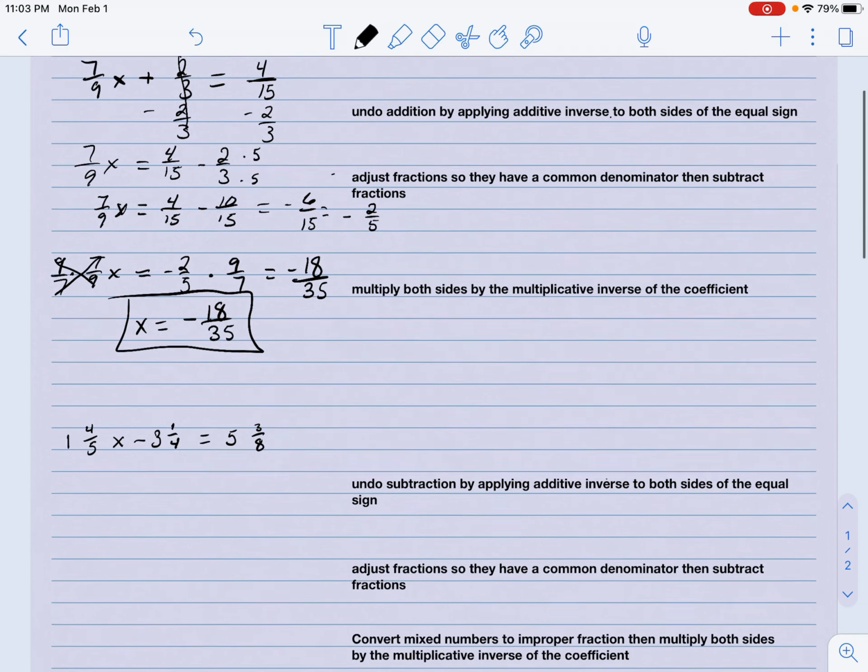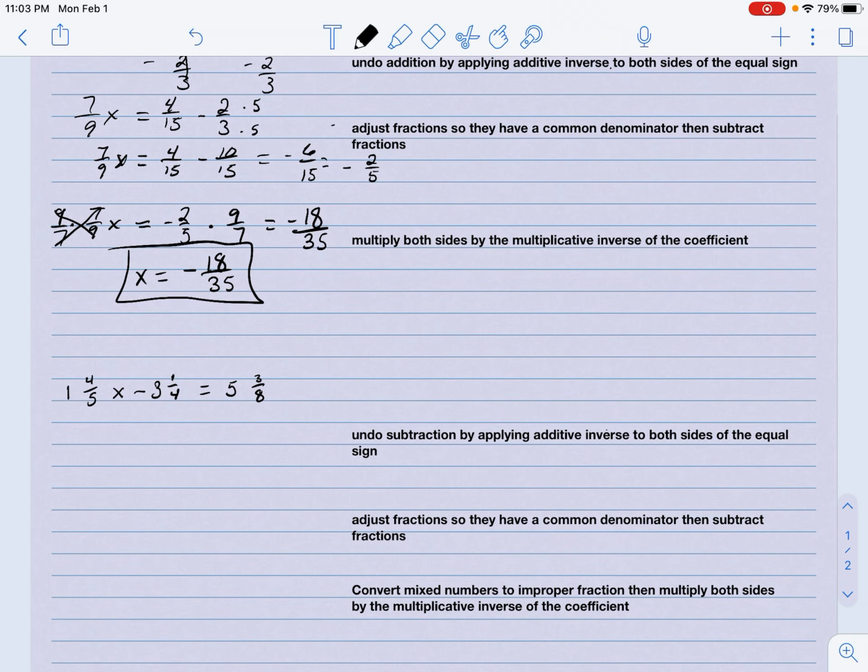Okay, one last one. We're going to do the same steps, except now we have to add converting to improper fractions when multiplying. You can do that if you want for when we add and subtract. But when adding or subtracting mixed numbers, you can add or subtract the whole numbers, then add or subtract the fractions. So first step, once again, undo the subtraction of 3 1/4. So we're going to add. The opposite of a negative 3 1/4 is positive 3 1/4.